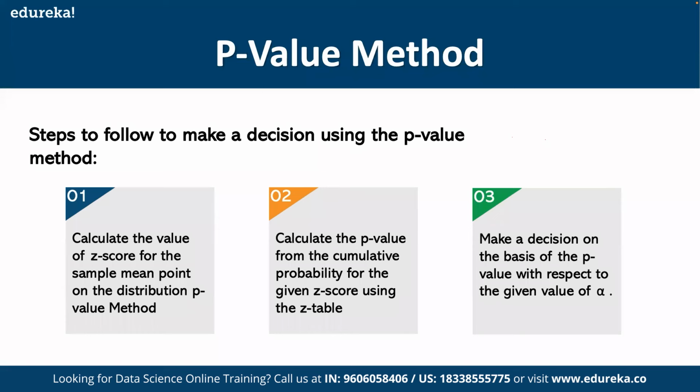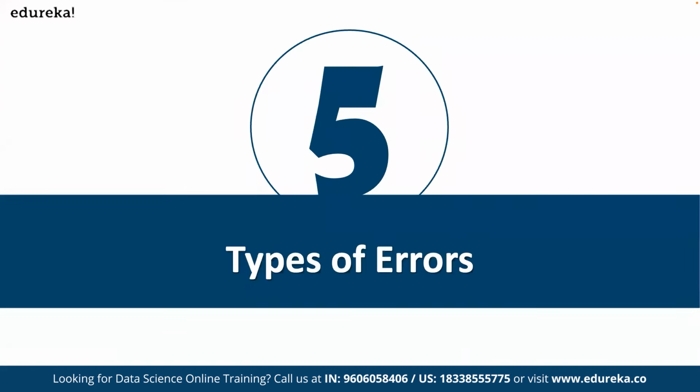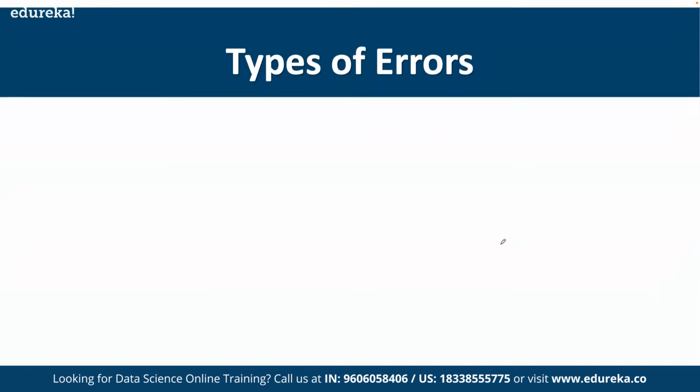So you are now familiar with two methods. One method is called the p-value method. The other method is the critical value method. Now that you're familiar with this, let's go ahead and understand the types of errors that we have whenever we are performing hypothesis testing.